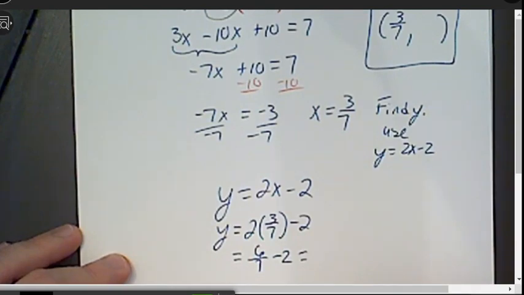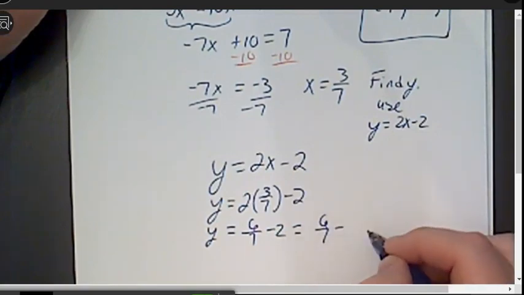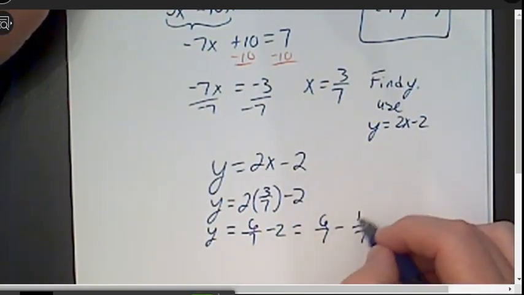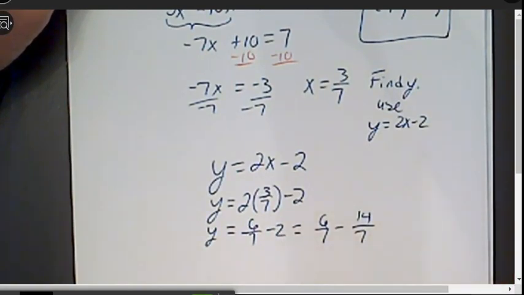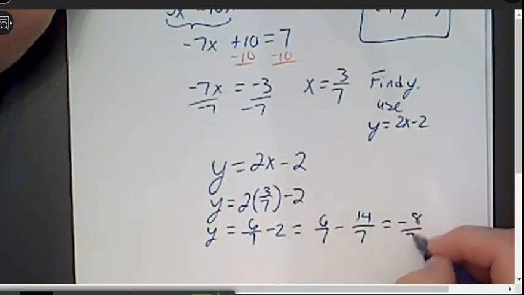If you do 6/7 minus 2, again, depending on if you've got a good enough calculator, you can punch this in and get the answer from it. If you need to make common denominators, this would be 6/7 minus, if you make that a seventh, then you need to multiply by 2 to make that 14/7, because 14/7 would simplify down to 2. And then you can do 6 minus 14, which would be negative 8/7.